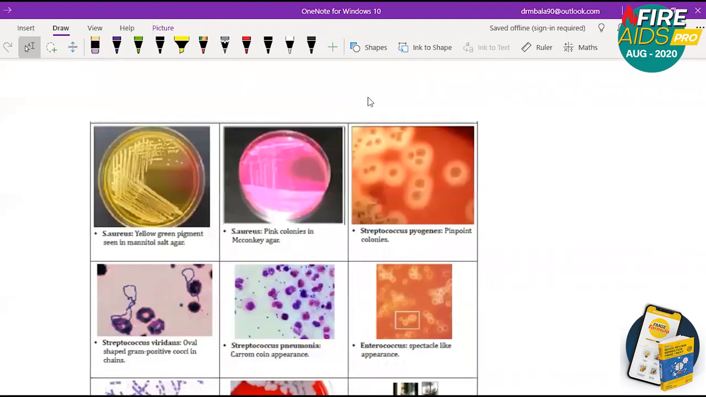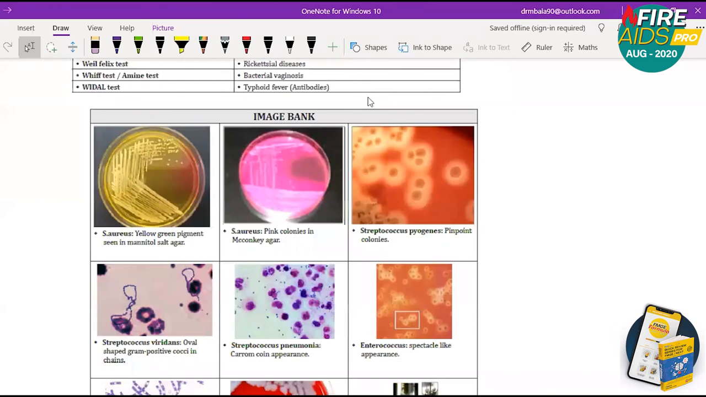I think this time I'm not going to explain this image bank, because one thing I'm sure of is that till date, almost no image-based question has appeared in microbiology. When they did appear, one time a negative staining of the capsule was asked, and maybe one or two other questions have been asked.